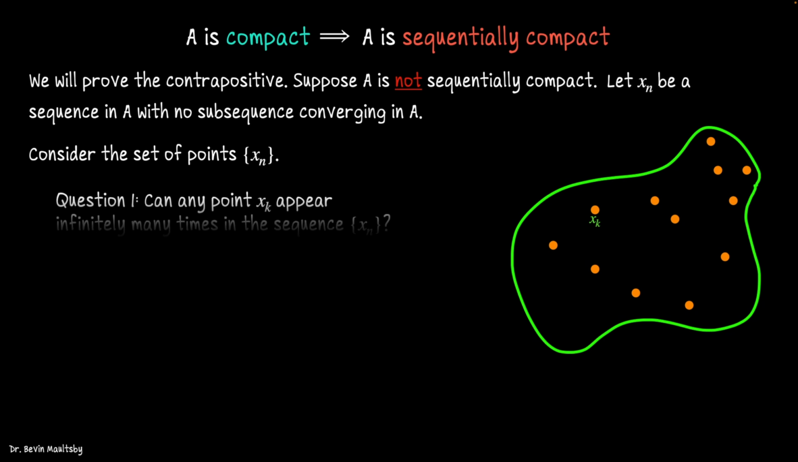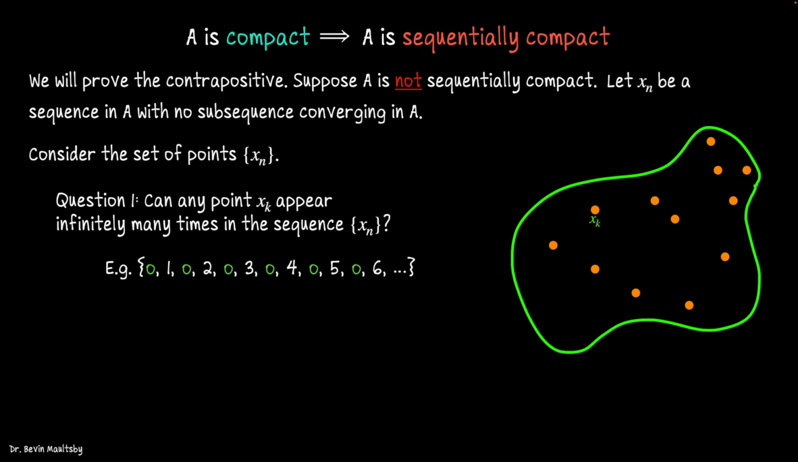So my first question is, can any term in the sequence appear infinitely many times? Just to give you an example of that with a sequence of real numbers, consider the sequence 0, 1, 0, 2, 0, 3, 0, 4, etc. This is a divergent sequence, but the term 0 appears infinitely many times. Can that happen with our hypothesis?